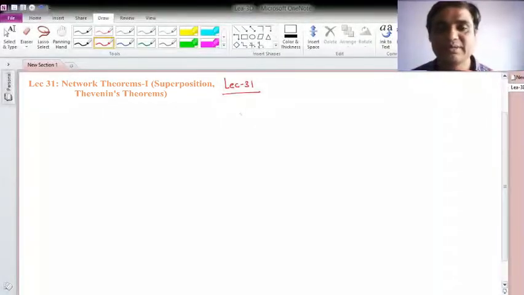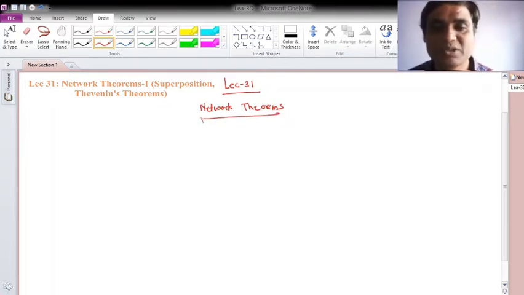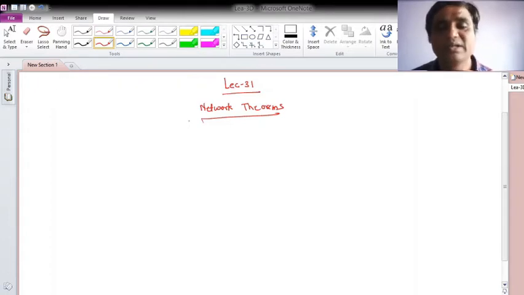Welcome to lecture 31. So in this lecture we will discuss network theorems which are commonly used in circuit analysis. So basically what is the use to study the network theorems in this particular course, as already we have mesh analysis, nodal analysis and other methods also to compute the currents and the voltages for the branches, right? Then what is the use to study again the network theorem?